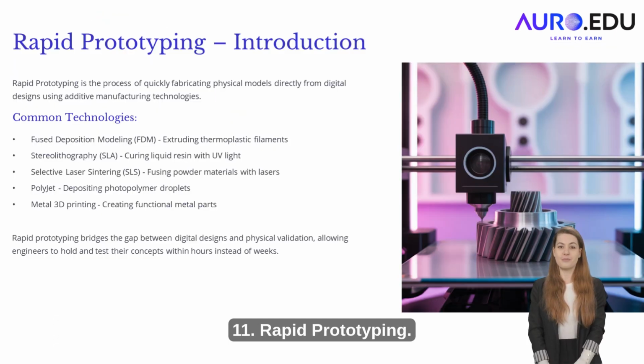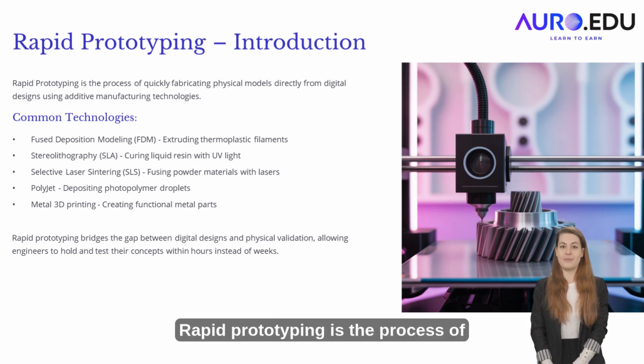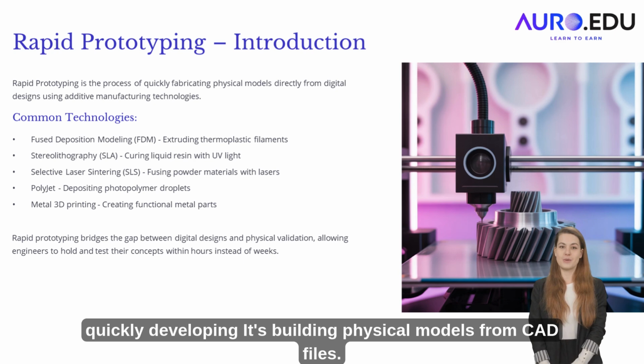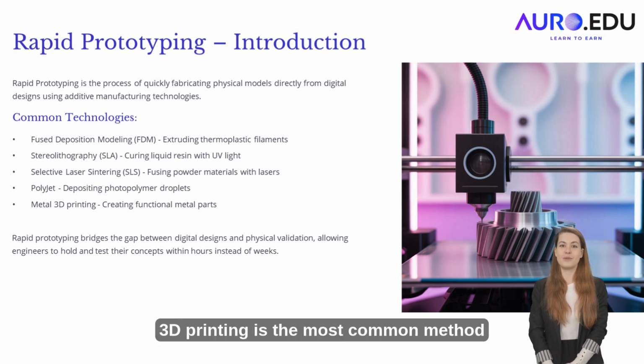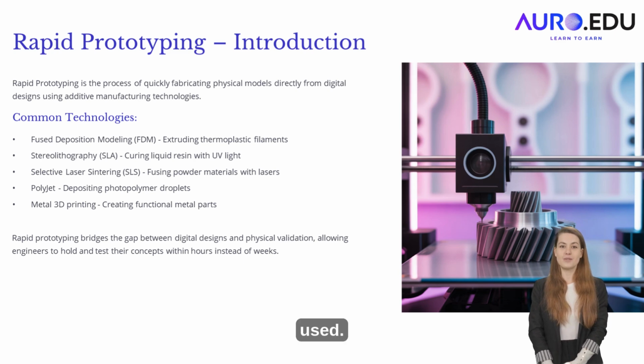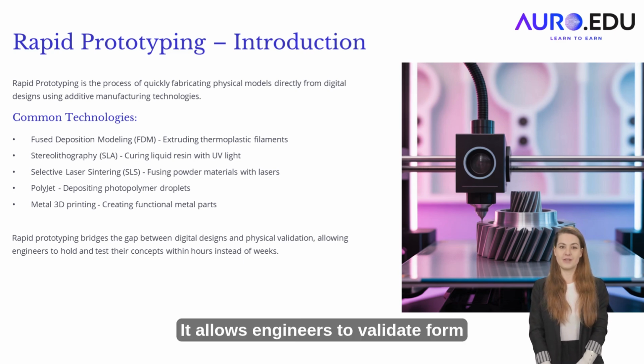11. Rapid prototyping: introduction. Rapid prototyping is the process of quickly building physical models from CAD files. 3D printing is the most common method used. It allows engineers to validate form and fit before moving to production.